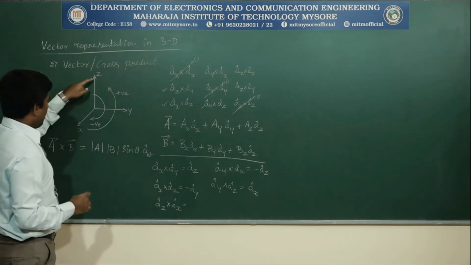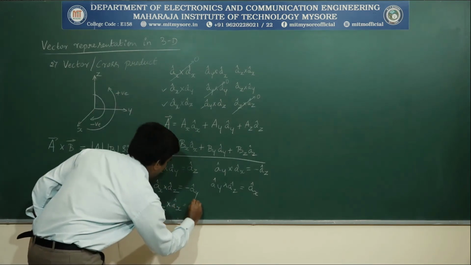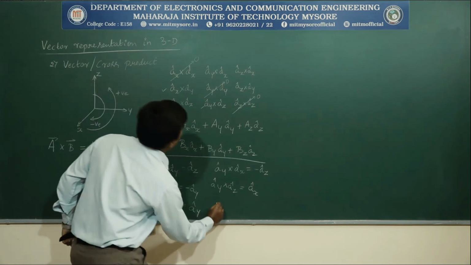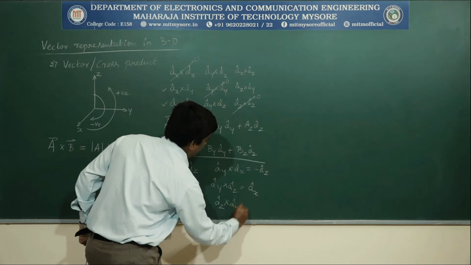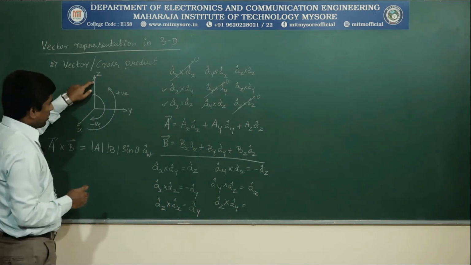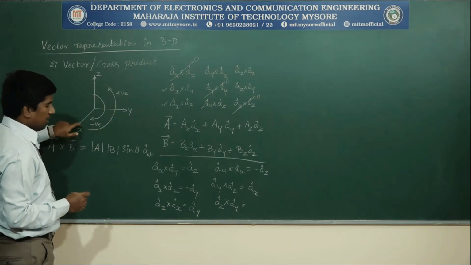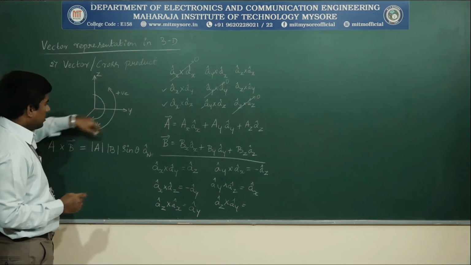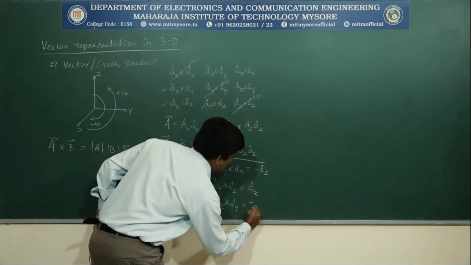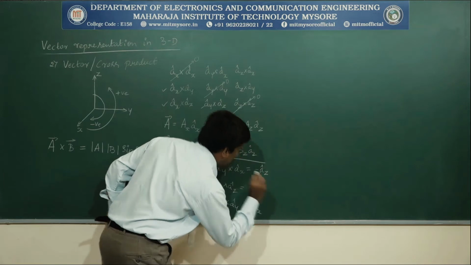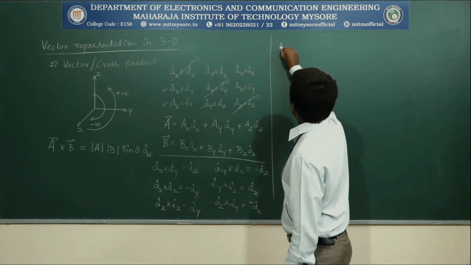z, x, then A cap y. Then A cap z cross A cap y: z comes first, y next, and x comes later, so it is in the clockwise direction, hence negative sign should come. This is minus A cap x. By using these results, we need to perform the cross product between these two.